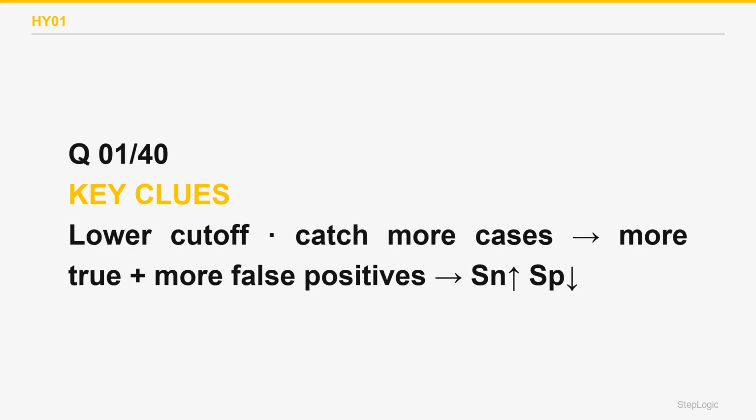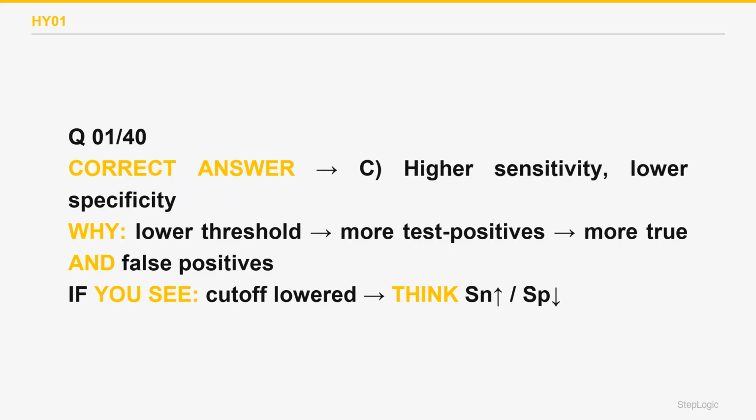Sensitivity and specificity trade off against each other as you slide the threshold. You cannot raise both by moving a single cutoff. The correct answer is C. The reciprocal option describes raising the cutoff, which makes the test stricter, with higher specificity but lower sensitivity. The opposite manipulation. Choice A wrong.